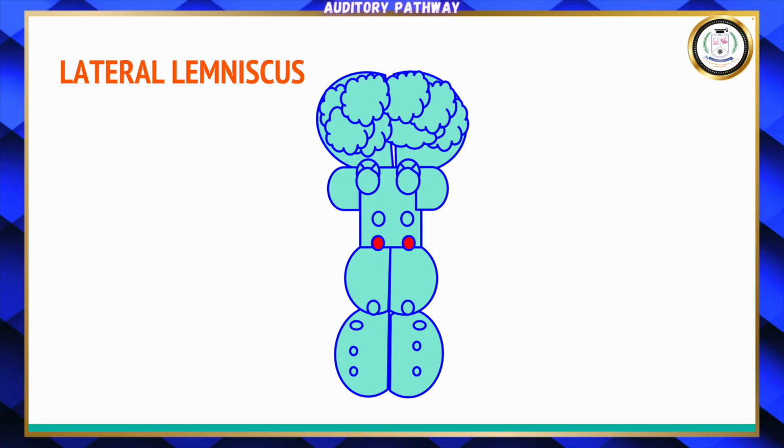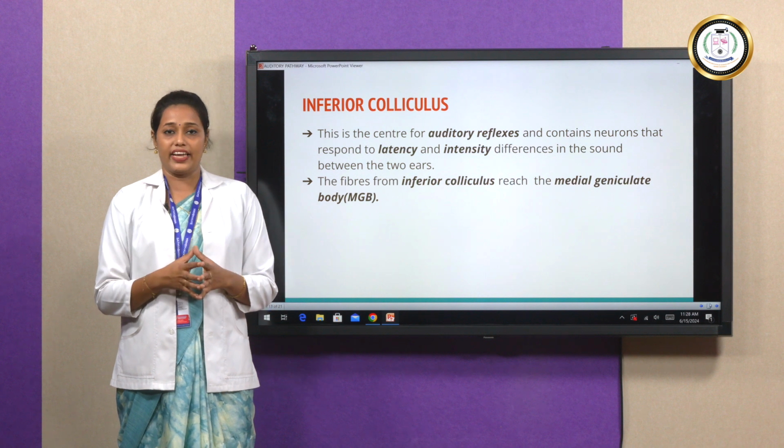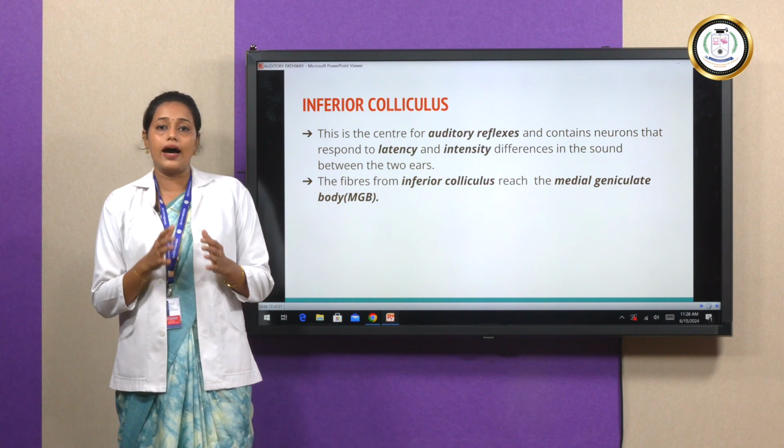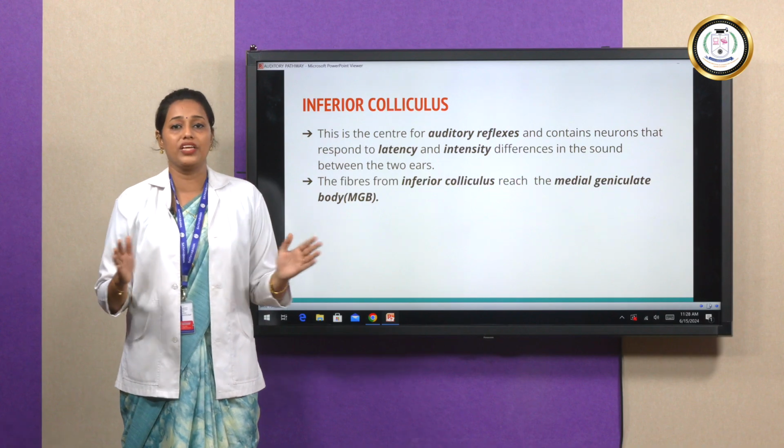So this is the picture representation of the lateral lemniscus. This red colored segment is called the lateral lemniscus. Next we will discuss the inferior colliculus. This inferior colliculus is the center for auditory reflexes and it contains neurons. These neurons are responsible for latency and intensity difference between the two ears.